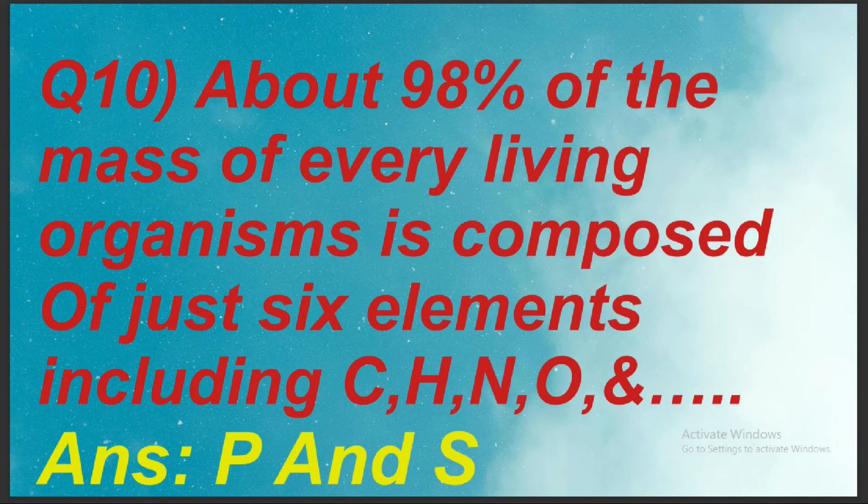Question number 10. About 98% of the mass of every living organism is composed of just 6 elements, including carbon, hydrogen, nitrogen, oxygen and phosphorus and sulfur.